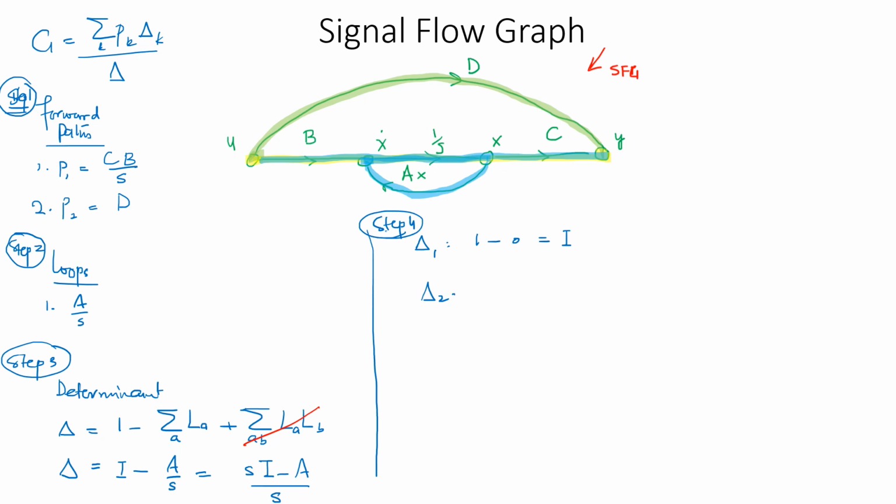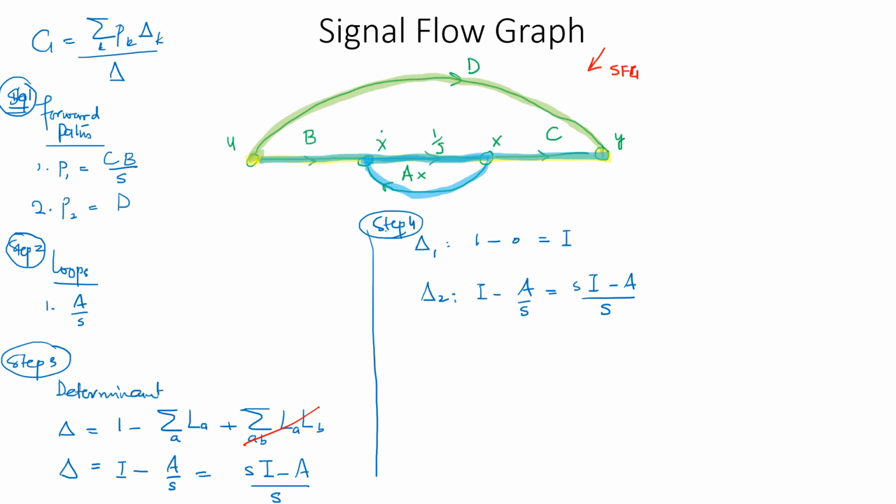Now for delta 2 on the other side, if I consider what is happening with this forward path, you can readily see that this loop is non-touching with this forward path. So that is going to be included in the mix. So that would remain in a similar fashion, identity matrix minus A over S, which is the loop gain, which is going to give you Si minus A over S as the expression.